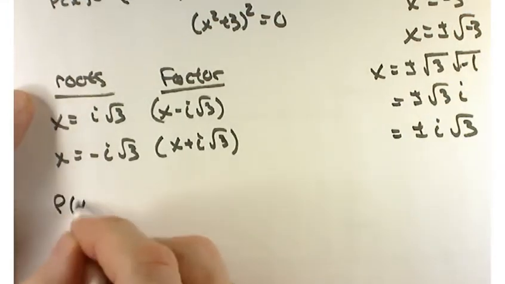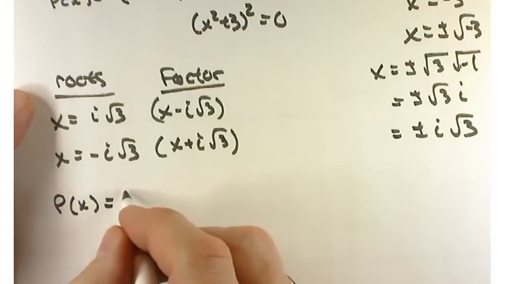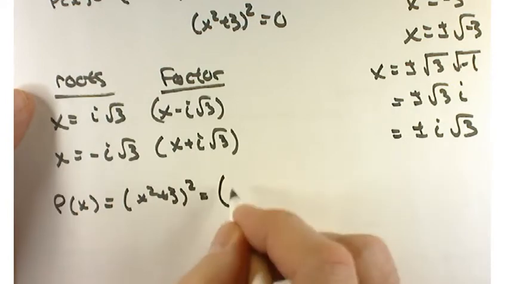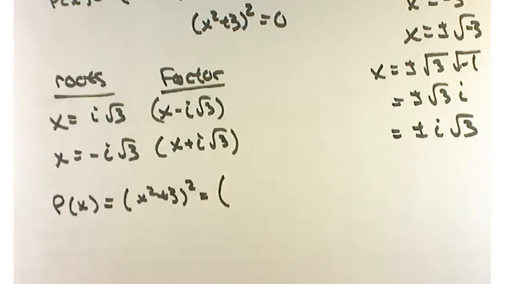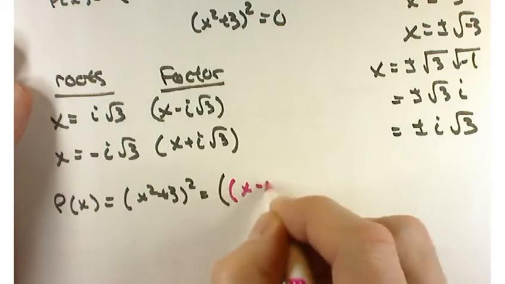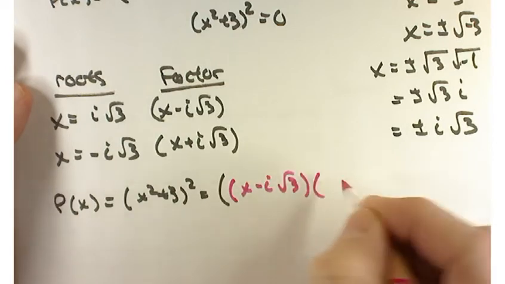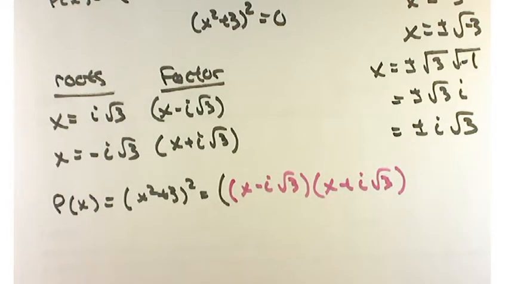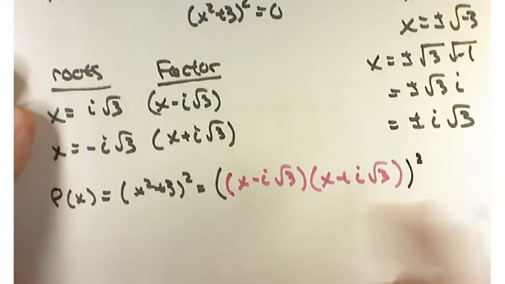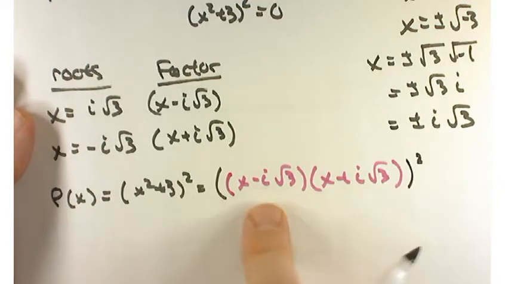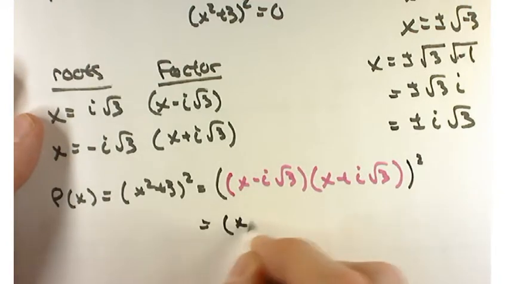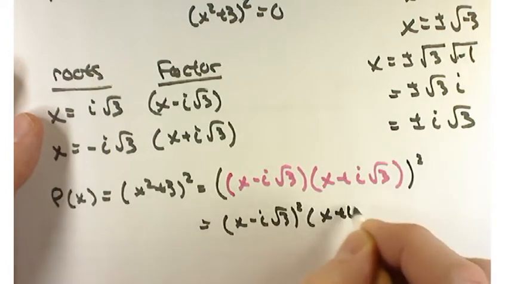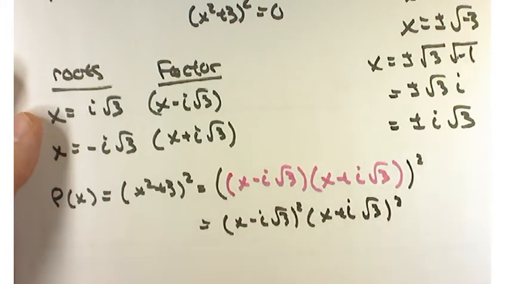So p of x can be written as x squared plus 3 squared, but that itself can be written as x minus i times the square root of 3 and x plus i times the square root of 3, and that's still squared. Now, if you want to square each of these individually, that's fine too. I really don't have much of a preference on that. But this is probably how you would find your answer in a book or on WebAssign.